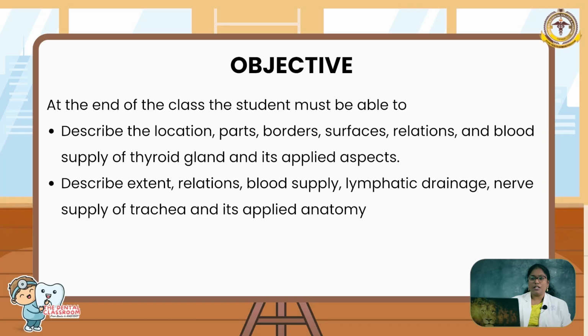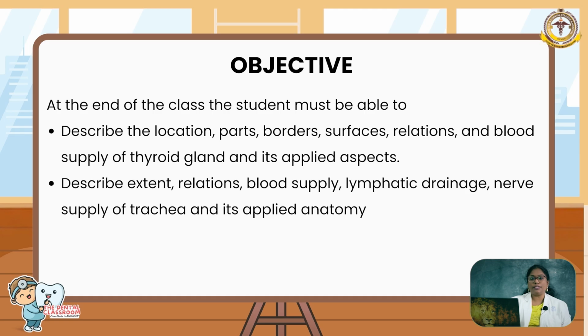Today I will be teaching about the deep structures of the neck. Learning objective: at the end of the class, the student must be able to describe the location, parts, borders, surfaces, relations and blood supply of the thyroid gland and its applied aspect. They should be able to describe in detail the trachea and applied anatomy. We will see each of the objectives in detail.